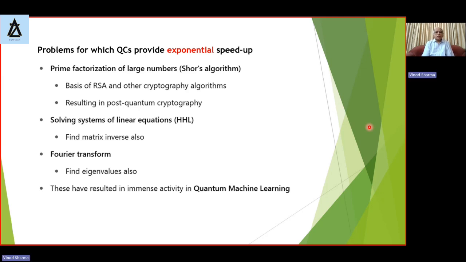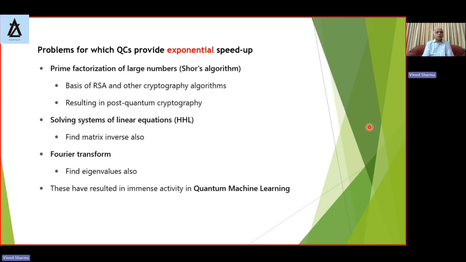In quantum computers, a new algorithm has been invented, that is Shor's algorithm, which can solve this problem in polynomial time. And this has resulted in a very large confusion in today's world, because now all cryptography algorithms currently used can be very quickly solved. In fact, this has resulted in what is called post-quantum cryptography also.